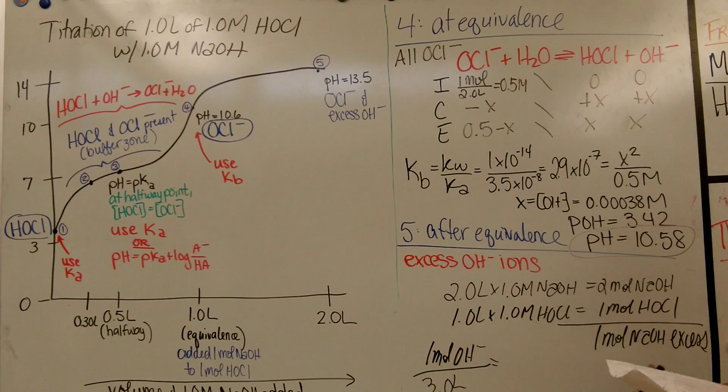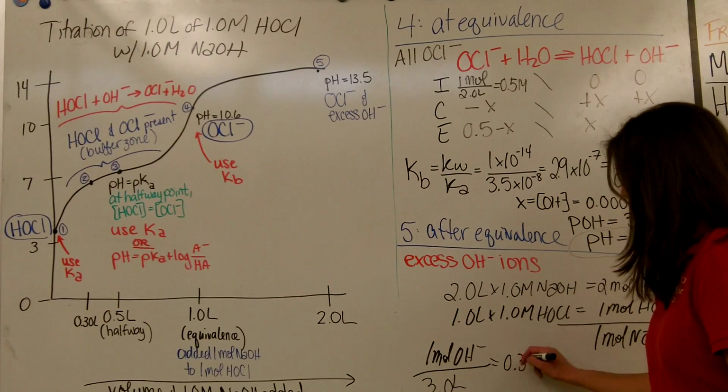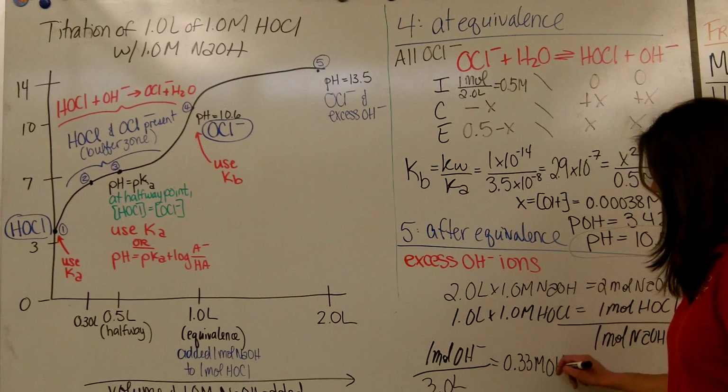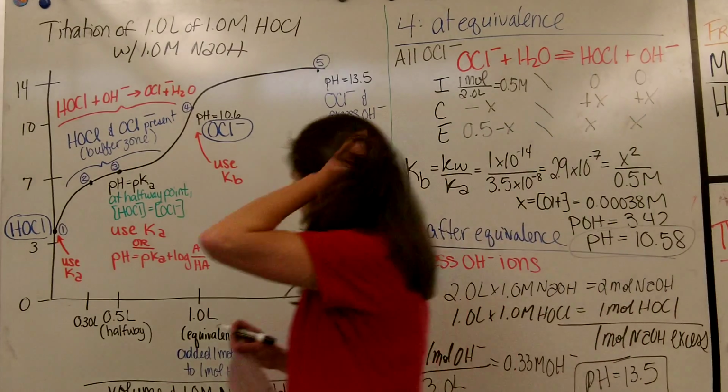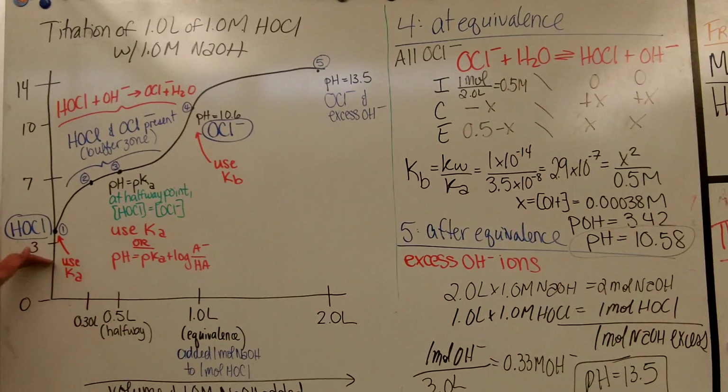So if you were to look at that, that is about 0.33 molar hydroxide. And if you were to take the negative log of that and subtract it from 14, you will find that the pH ends up being 13.5. That being a pretty high pH. You've got lots of excess hydroxide ions. You're not as likely to have to calculate this, but I thought I would just add that in there as something to consider. So just to summarize, initially, when you're finding the pH, you're going to use the Ka value.